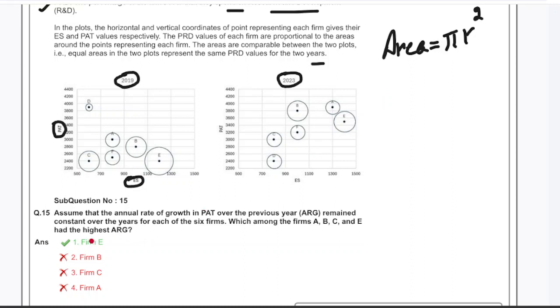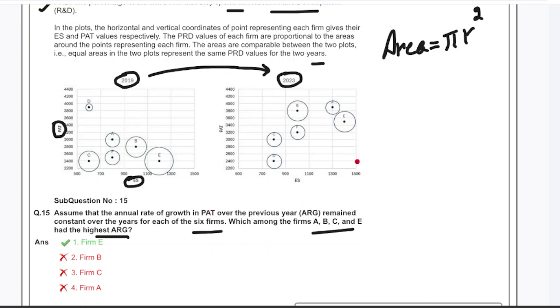Now, the first question says, assume that the annual rate of growth in PAT over the previous year remained constant over the years for each of the six firms. Which among the firms A, B, C, E had the highest ARG? Now the difference is 4 years, so whichever percentage is higher, that's going to be my answer. I don't need to find the average per year. I can easily do it by finding the total percentage change.